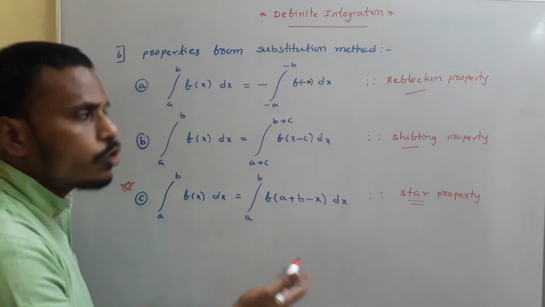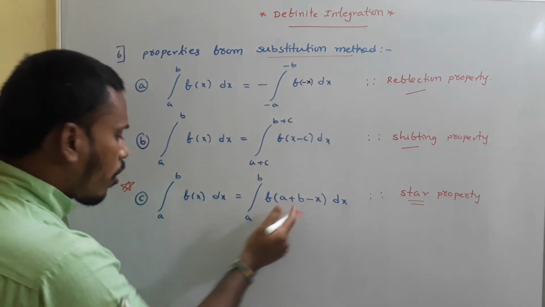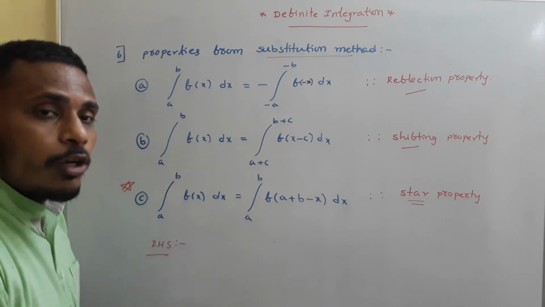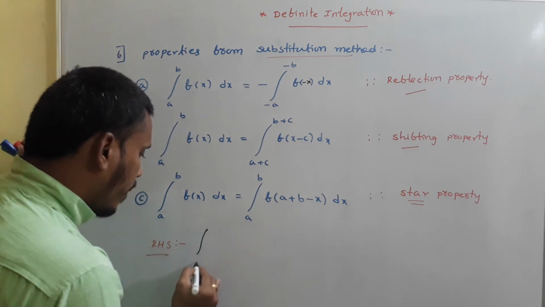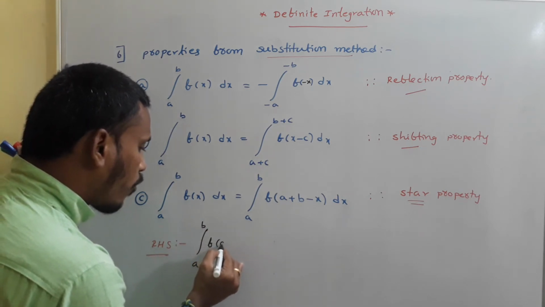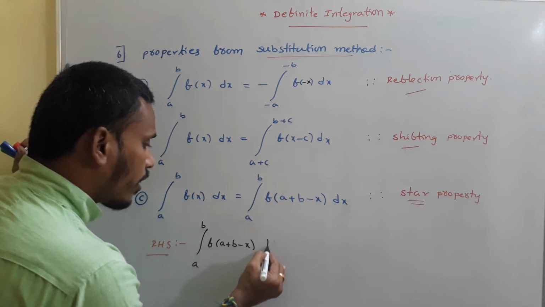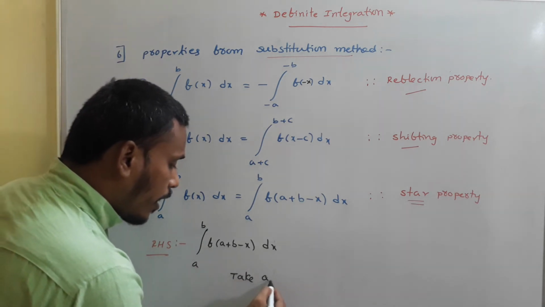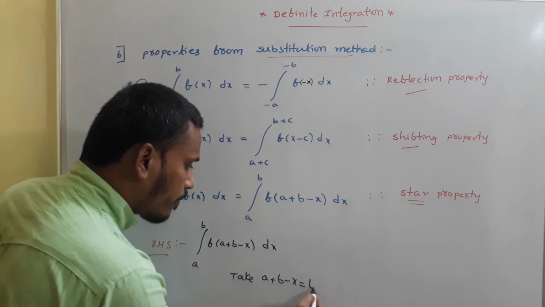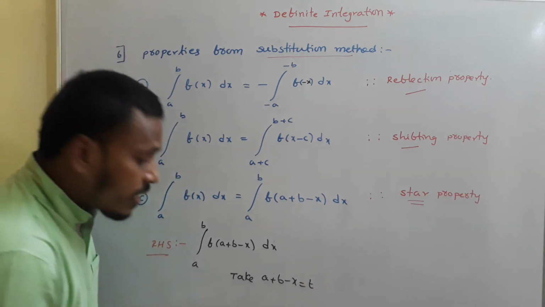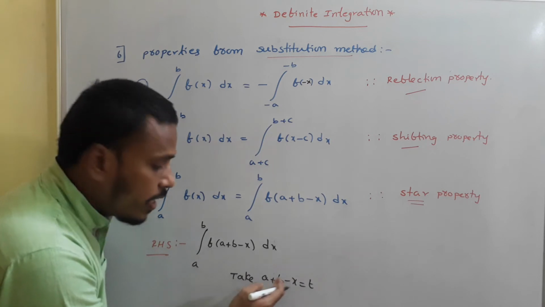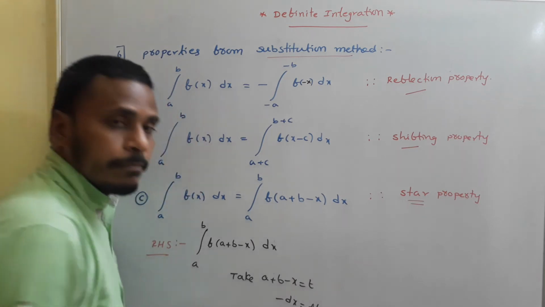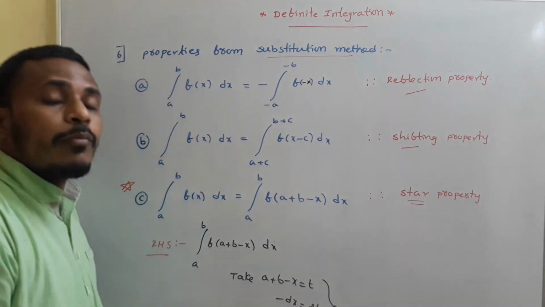To prove this, we will use the substitution method as we mentioned. So start with the right hand side. What is the right hand side? Integral a to b f of a plus b minus x dx. Now we need to reach the left side. For that you just take a plus b minus x as t. If you take a plus b minus x as t, then do differentiation. Derivative of a is 0, derivative of b is 0, and for this minus x, minus dx is equal to dt.